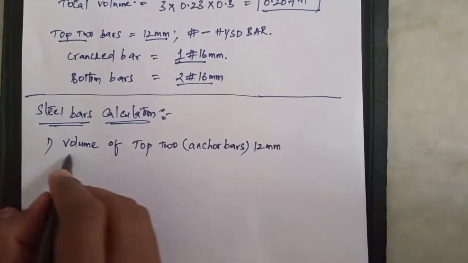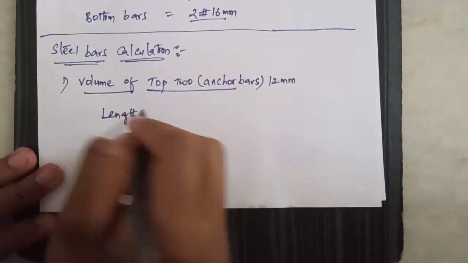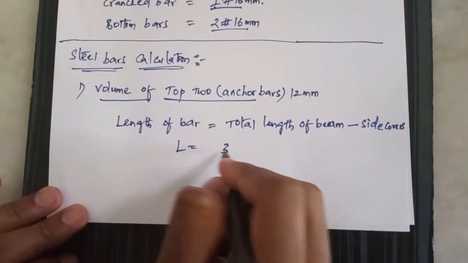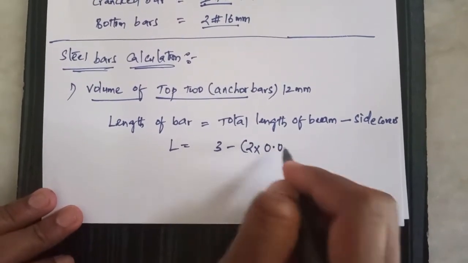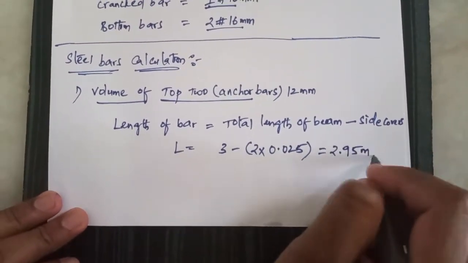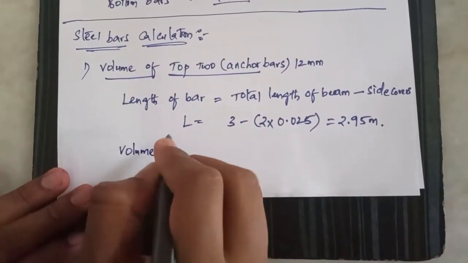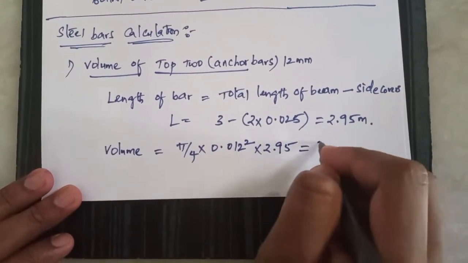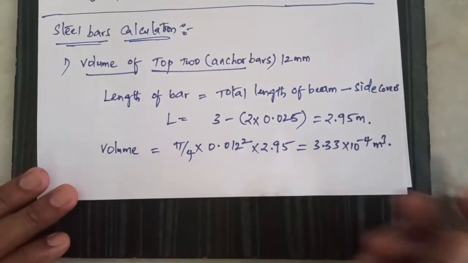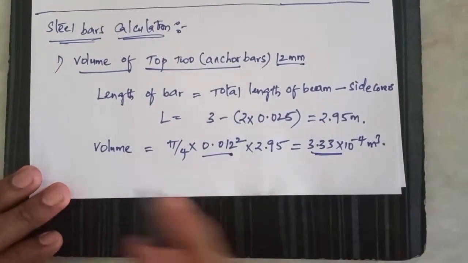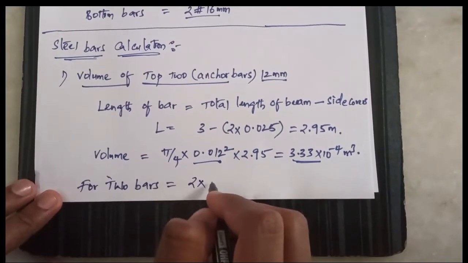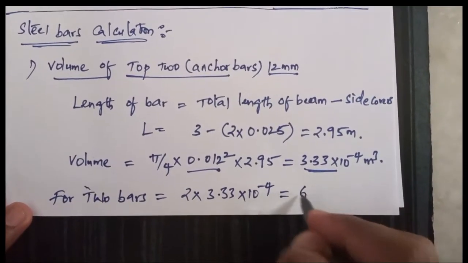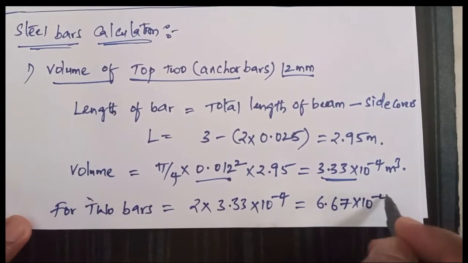Then calculating the steel bars. Volume of the top two bars. First one 12 mm dia. Length of the bar is equal to total length of the beam minus covers, side covers, 2 into 0.025. Then you get the length of the bar. For the volume, area into length, pi by 4 into 0.012 square into 2.95. Then for 2 bars, 2 into the volume. Then you get the volume for 2 bars, 6.67 into 10 to the power of minus 4 meter cube.